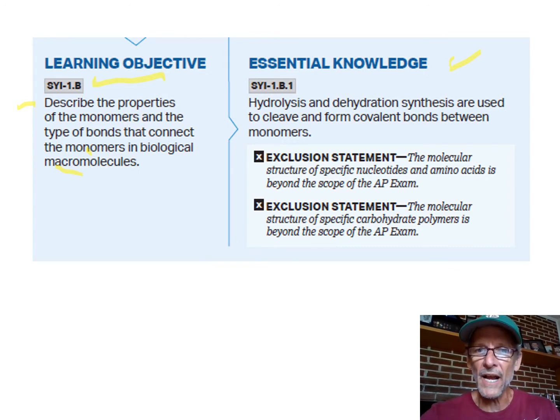And so here we have hydrolysis and dehydration synthesis. It says, describe the properties of the monomers and the types of bonds. Here they tell you the type of bond is covalent bond. That's a pretty simple part, right? But you also pay good attention to these because these tell you what you don't need to know beyond the scope of the AP exam, and that is specific nucleotide and amino acid structure, glycine versus proline, for instance. So that's where we're starting.